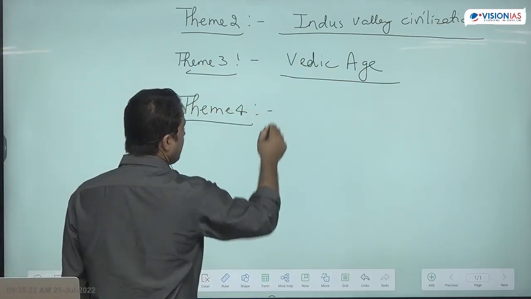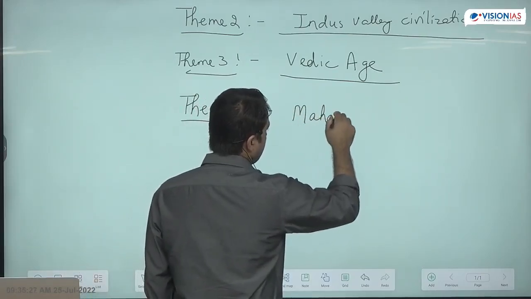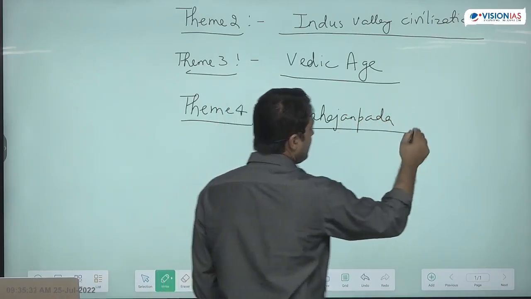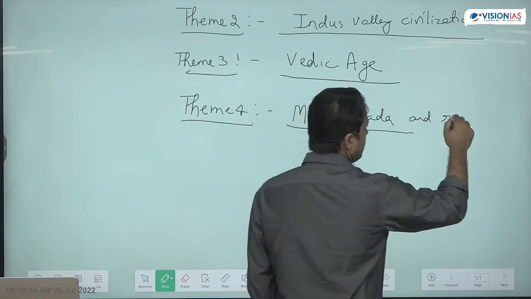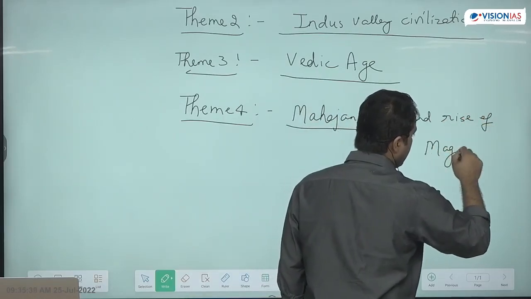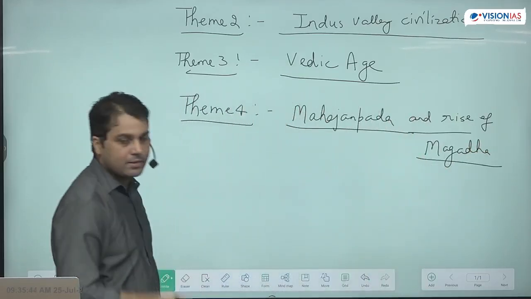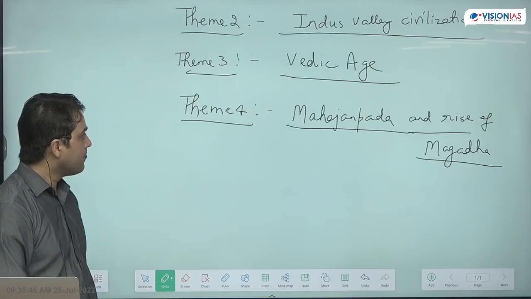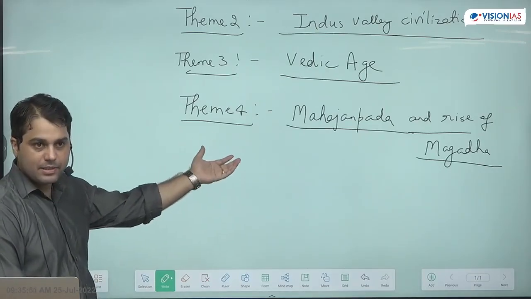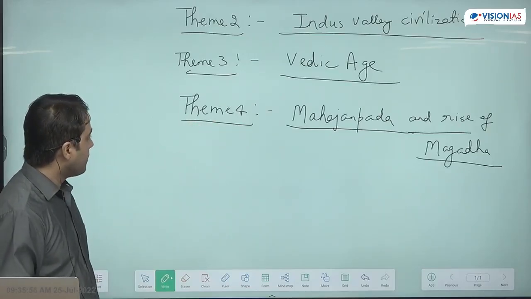So the next theme which I'm going to discuss will be the emergence of Mahajanpads, the whole Mahajanpad age. And especially the rise of Magadh. Now Magadh is what modern day Bihar is, and especially the center of Magadh was Patliputra, which is what modern Patna is. So Mahajanpads, emergence of 16 Mahajanpads, these are kingdoms which emerged in ancient times, and out of all those Mahajanpads, Magadh became the most powerful.